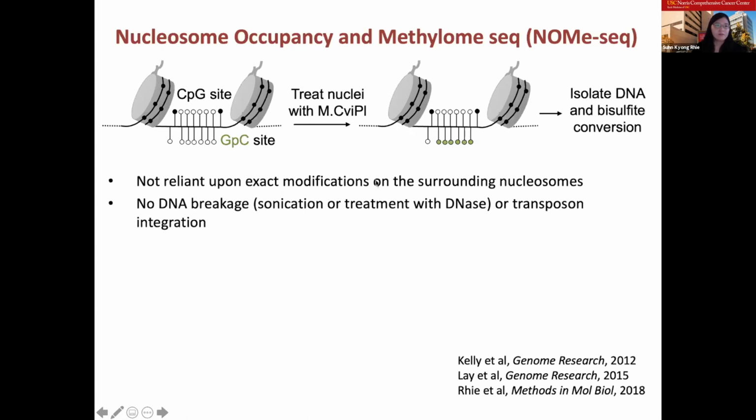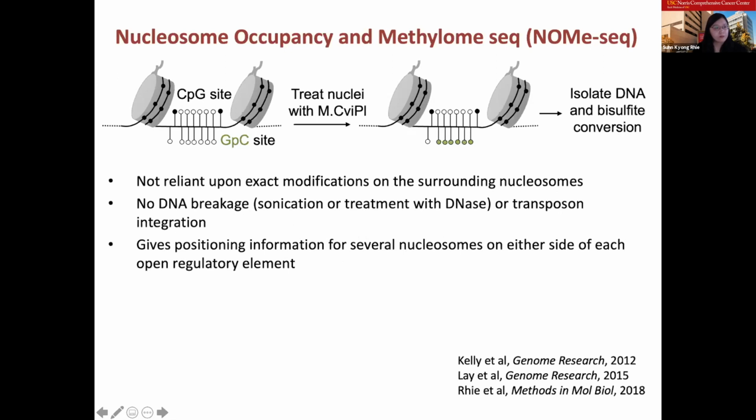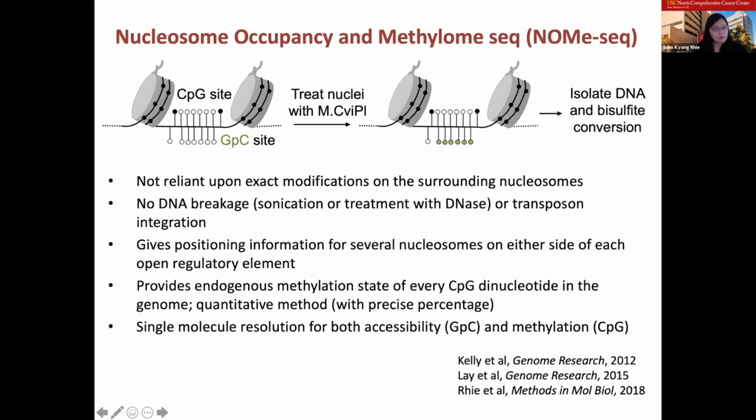It's not reliant on histone modification, and it's not using sonication, DNase or transposon integration. So you are able to map the nucleosome in a more native way, and you are able to find positional information using NOMe-seq because it tells us nucleosome occupancy regions near open chromatin regions, such as enhancers. Also, NOMe-seq has the advantage that we use endogenous DNA methylation, and using the GpC DNA methylation, we are able to find the precise percentage of openness, and also we can map at single molecule resolution. You will be able to see more of the NOMe-seq advantages from these papers.